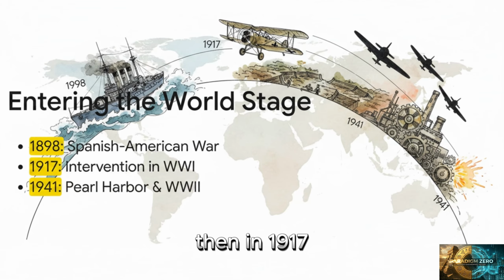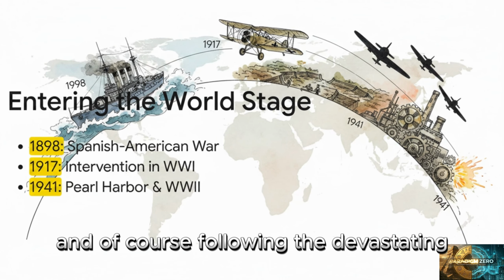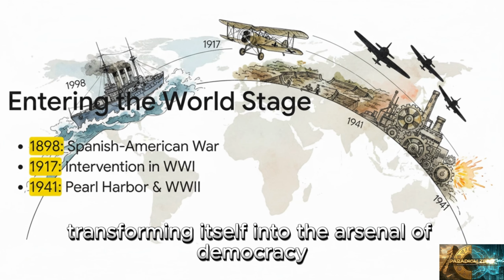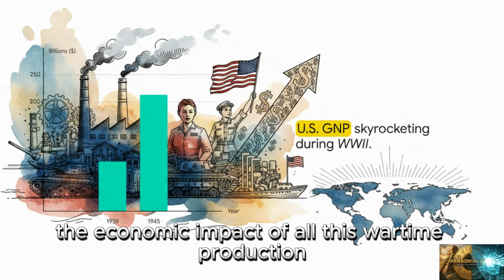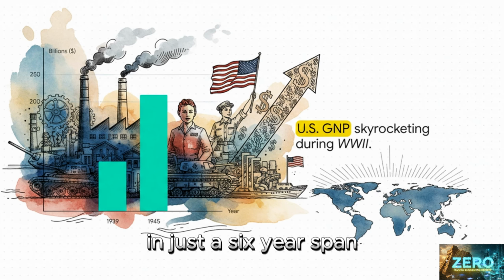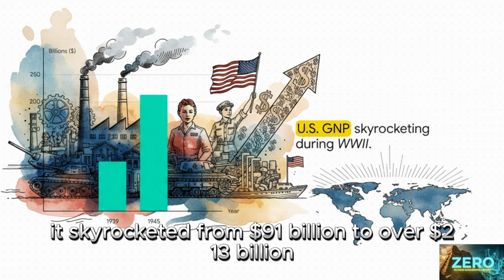Then, in 1917, the U.S. intervened in World War I, essentially tipping the balance of the whole conflict. And of course, following the devastating Japanese attack on Pearl Harbor in 1941, the U.S. was launched fully into World War II, fundamentally transforming itself into the arsenal of democracy. The economic impact of all this wartime production was just completely unprecedented. In just a 6-year span, the gross national product more than doubled. It skyrocketed from $91 billion to over $213 billion.